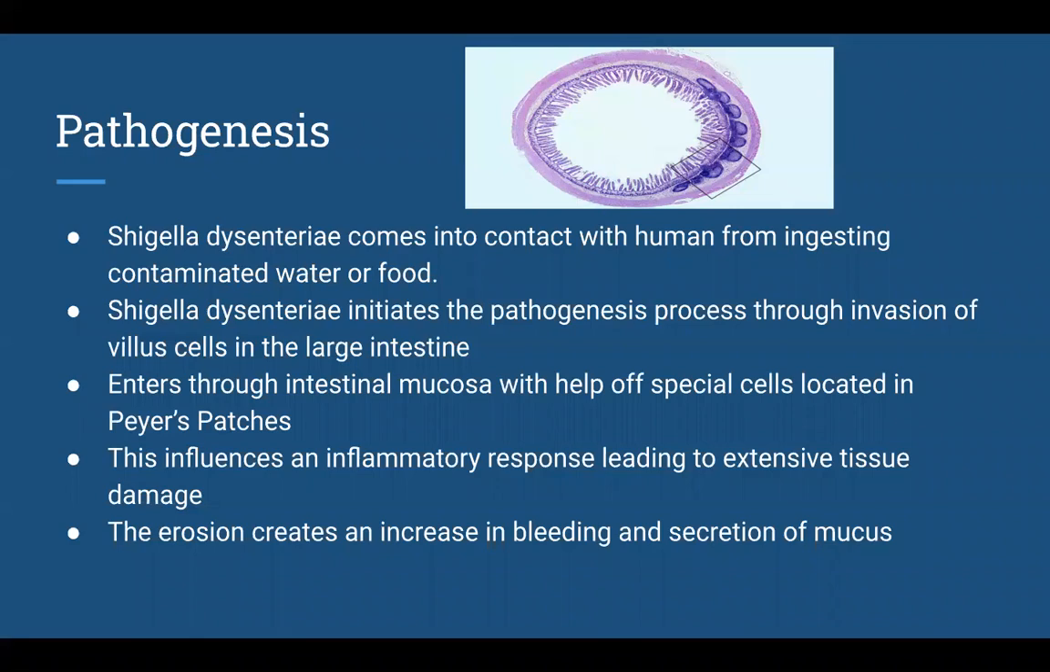And also, it's not going to pierce the intestines or pierce the blood, similar again to how Salmonella would. Rather, it's going to enter through the intestinal mucosa, courtesy of Peyer's patches, which are shown in the image above. And S. dysenteriae is also going to produce an exotoxin, which is known as Shiga toxin, and that's what's going to produce this inflammatory response, leading to the extensive tissue damage that we'll talk about in the next slide. And that's going to, again, lead to bleeding and the secretion of mucus.